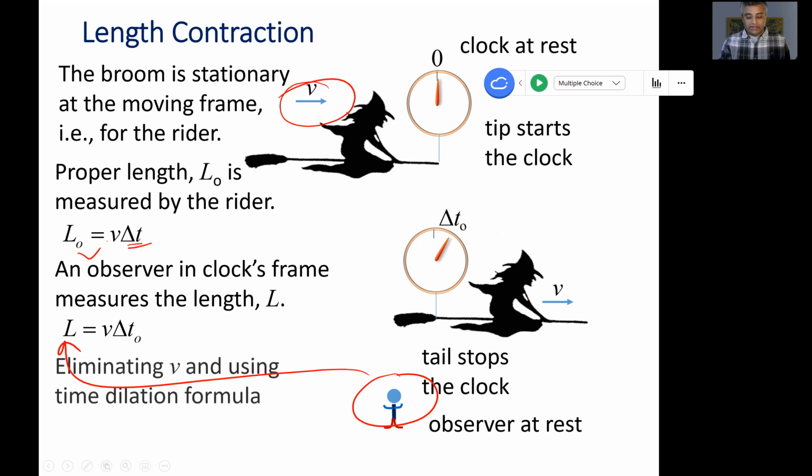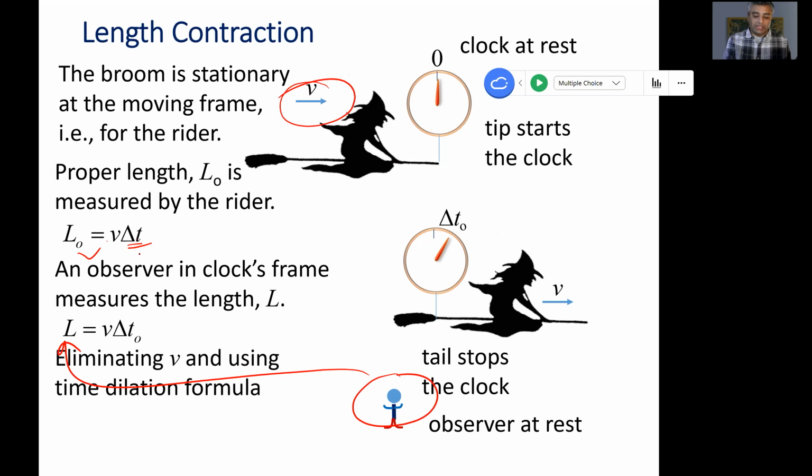So now we can relate them. So v is the same for both of them. So we can use that and solve for v from one equation and substitute it into the other one. And use that relationship: delta t is gamma times delta t 0. That way you can also get rid of time. So you end up picking this.